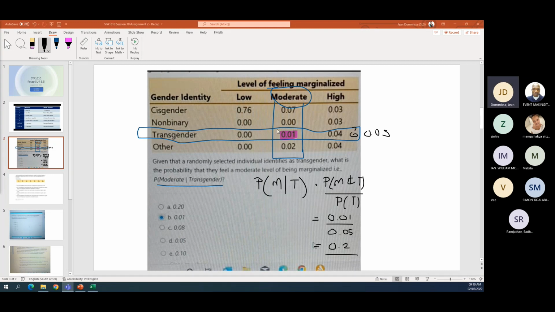it's done. So very easily to make that mistake of saying, because it's transgender moderate, it is that one. But remember, we're working out moderate given transgender. So that formula is important because that's the and divided by the 1. So that gives you 0.02.